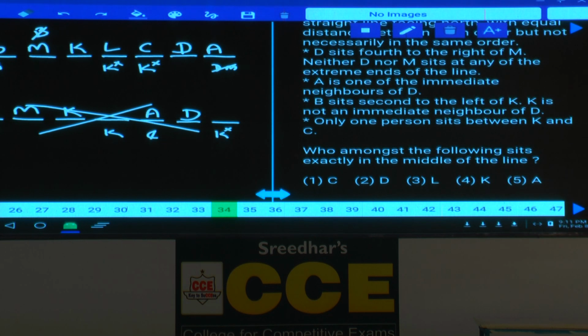Then question number 34. Who among the following sits exactly in the middle of the line? Tell me who is the person seated exactly in the middle of the line? L. L, that is choice 3.